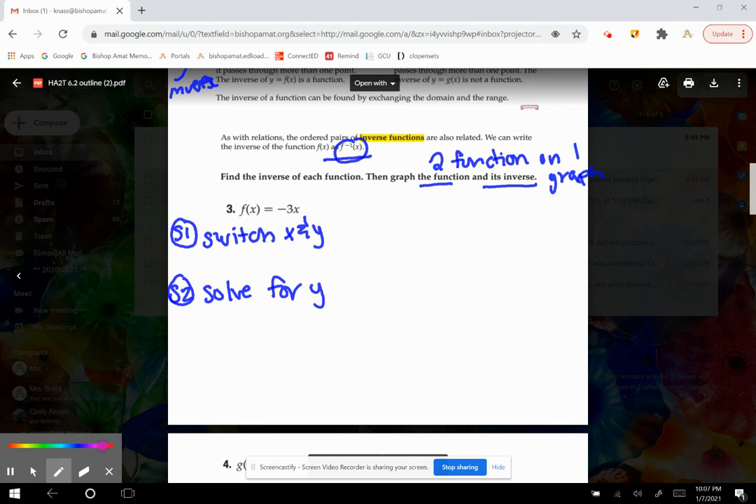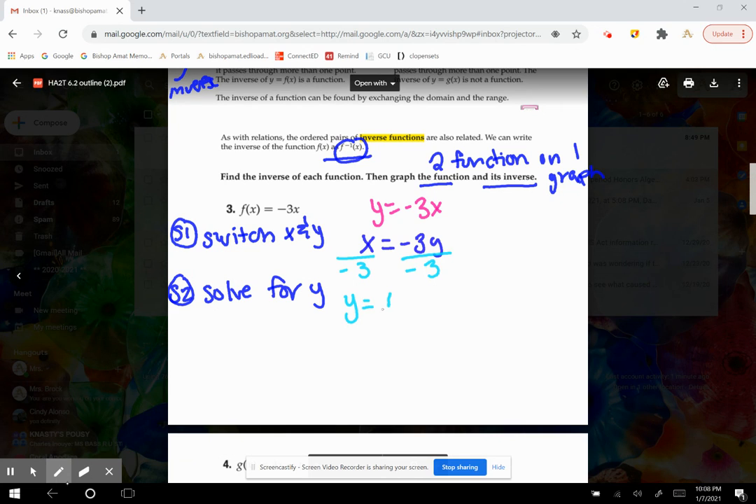Let's look at this first example. This is y equals negative 3x. Step 1, I'm going to switch those positions. So now it says x equals negative 3y. Step 2 says solve for y. I need to get y by itself because that's how I'm going to graph. Divide by negative 3. So y equals negative 1 over 3 x. All right, let's graph.